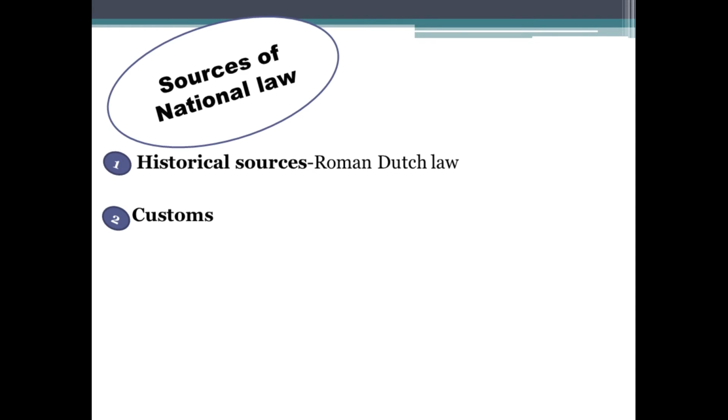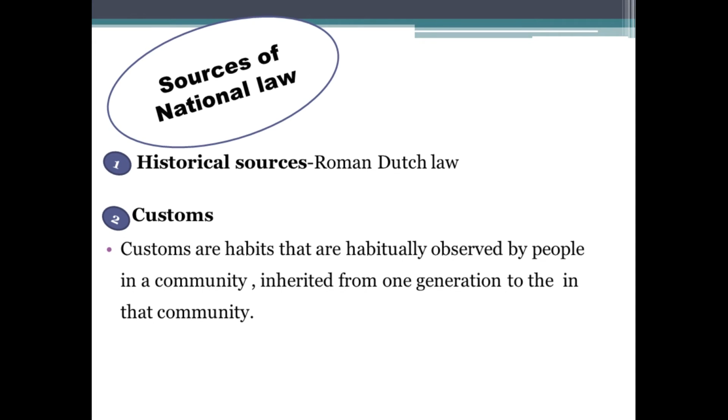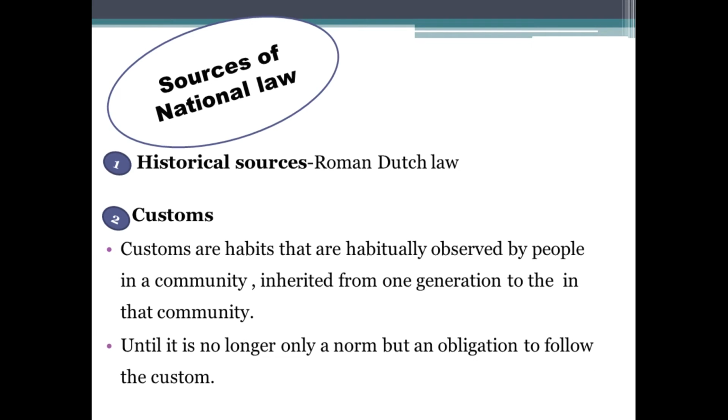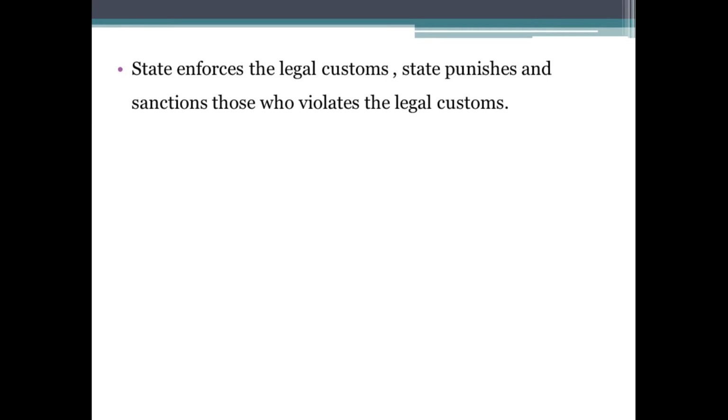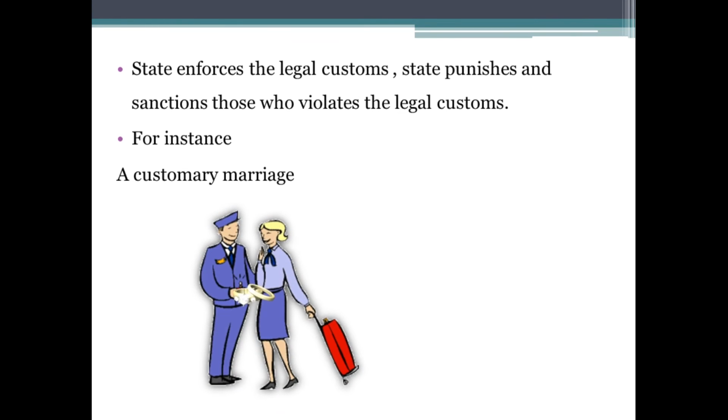Customs is the other source of law. Customs are habitual practices that are habitually observed by people in a community, and customs are inherited by people in that community. Until the practices are no longer just a norm, but everyone in that community is expected to follow the customs. Failure and violation of that custom have legal consequences. When a custom is part of the national law, the custom is legally binding on all citizens in that state. The custom is enforced by the state, and the state punishes or sanctions those who fail to observe that custom. For example, a customary marriage.